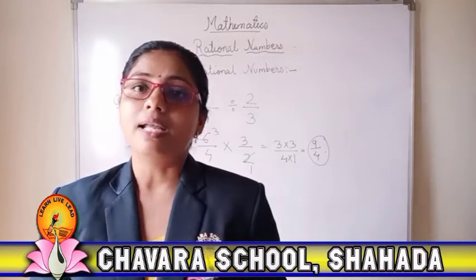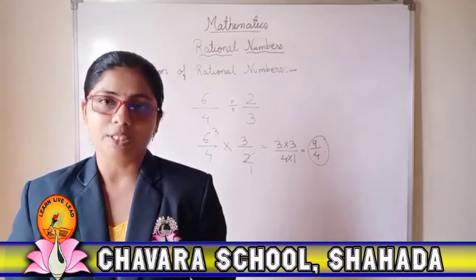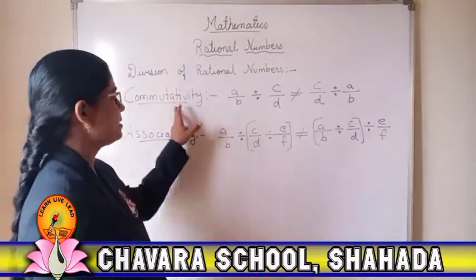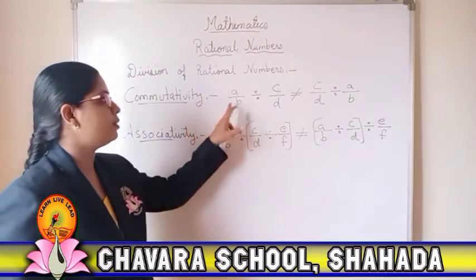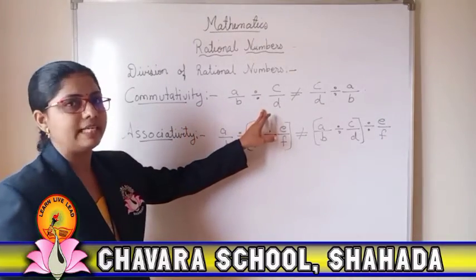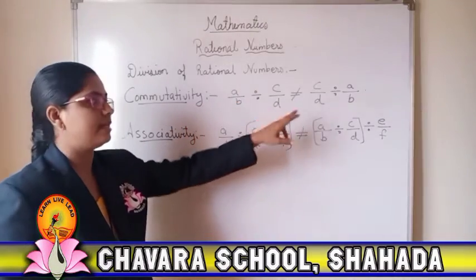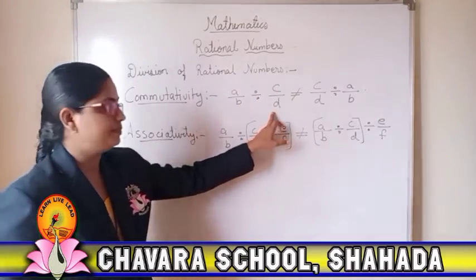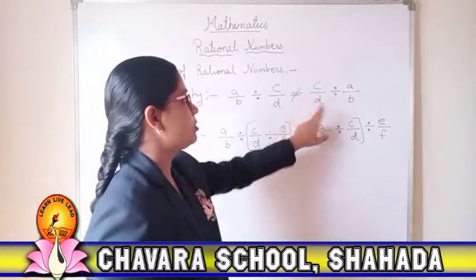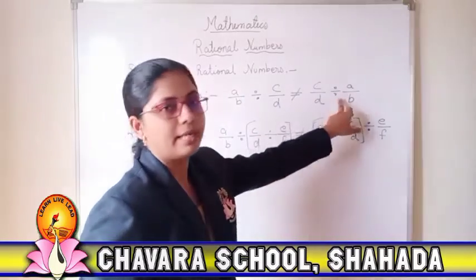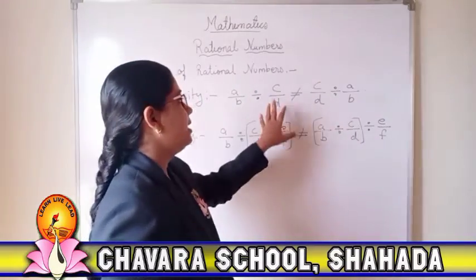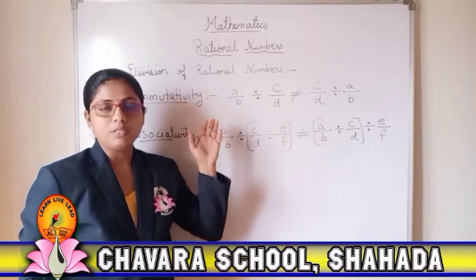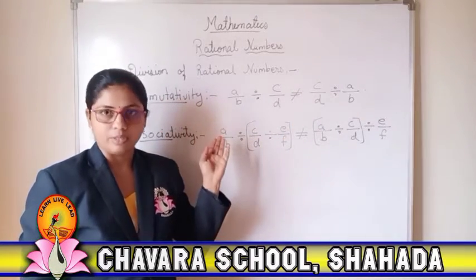Now next we will see the commutative property. The commutative property tells us that whenever two rational numbers are divided and we interchange their places, like a upon b divided by c upon d, and we interchange the places of both, that is c upon d divided by a upon b, then definitely the answers will never be equal. This is about the commutative property in division.